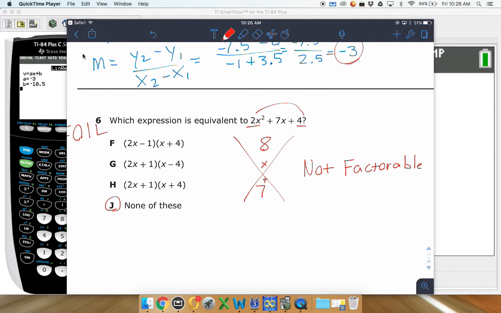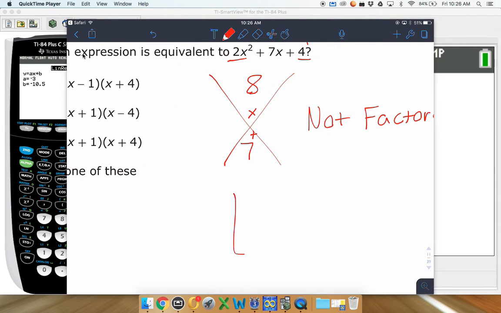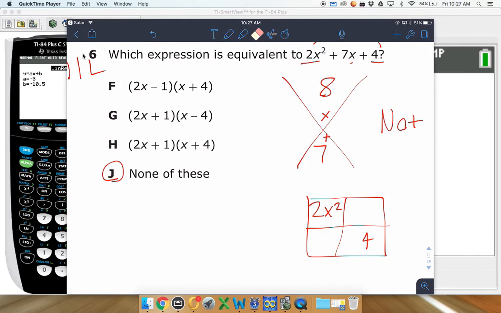If you're not comfortable with factoring, you might need to find some other videos on different factoring techniques. Some people do it with this little box and say, okay, you've got 2x squared and then 4, and it's kind of the same thing. You figure out factors of 8 that have to add up to the 7x, and then you put those numbers in right there. But in this case, once again, it's not factorable, so none of those would work.